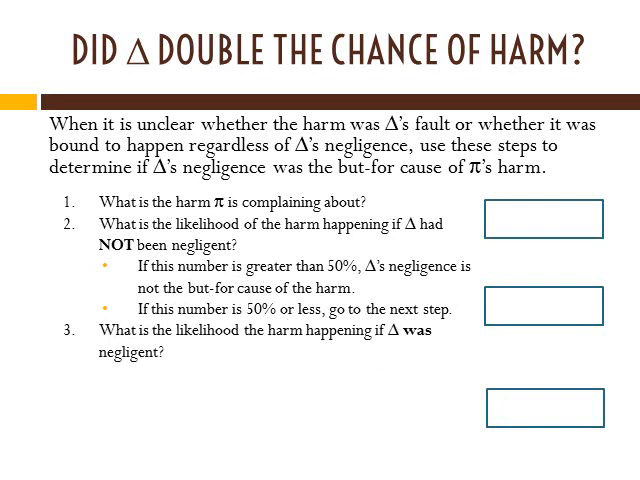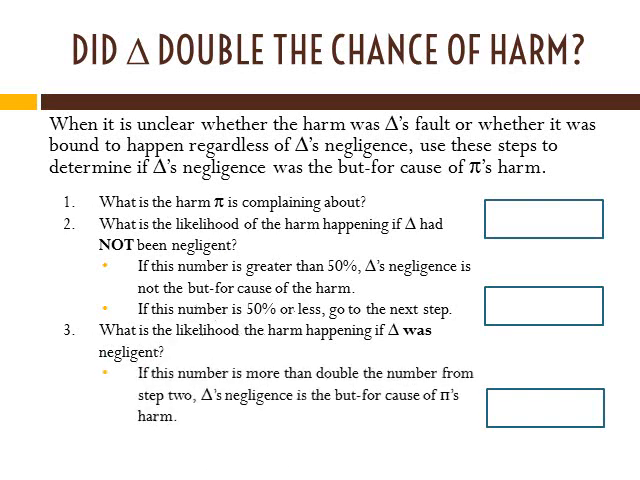Then you ask, what was the likelihood of harm happening when defendant was negligent? So, what's the likelihood that actually ended up happening because of the misdiagnosis? If this is more than double the number from step 2, then defendant's negligence is the but-for cause of plaintiff's harm. And I've given you guys some examples to work through to practice this. I think after you do it a few times, you'll see it's not quite that confusing, I hope.